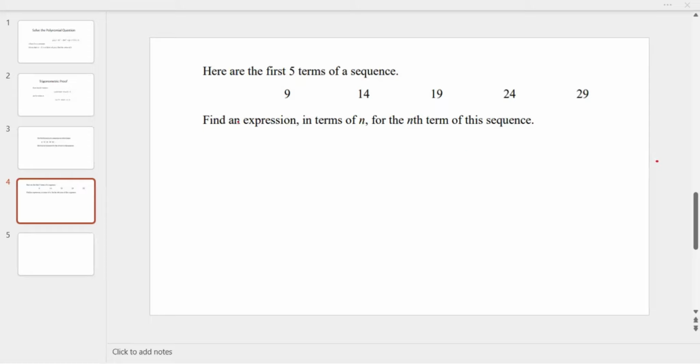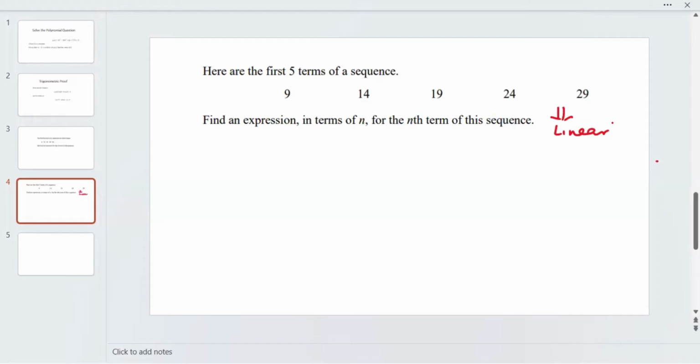If the difference between the terms is the same, we say that such a sequence is a linear sequence. So what is the difference between 14 and 9? That is 5. The difference between 19 and 14 is 5. The difference between 24 and 19 is 5. So the difference between 29 and 24 is 5. So therefore, this means that this sequence is a linear sequence.